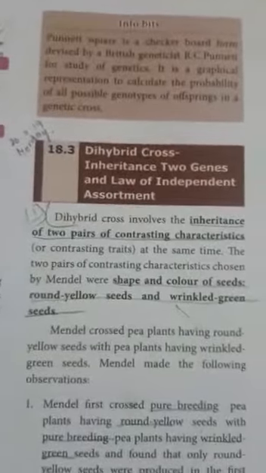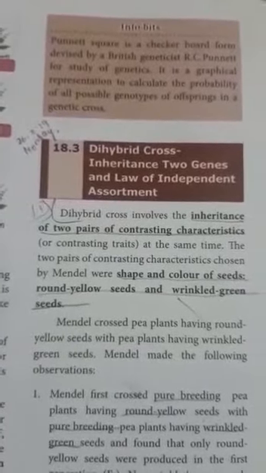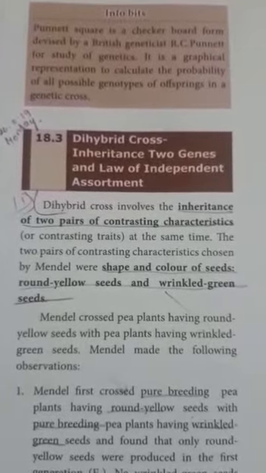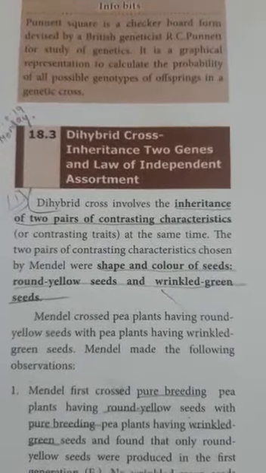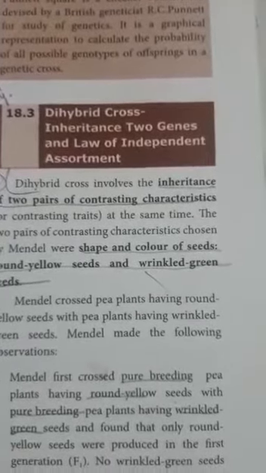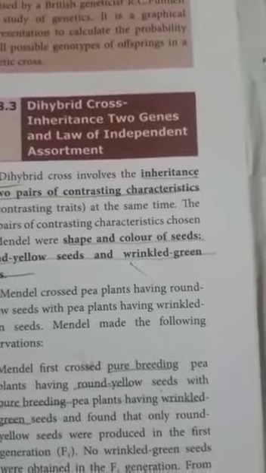Today we see the heredity lesson. The topic is dihybrid cross and inheritance of genes and the law of independent assortment. In the last class, we saw the introduction of heredity and monohybrid.